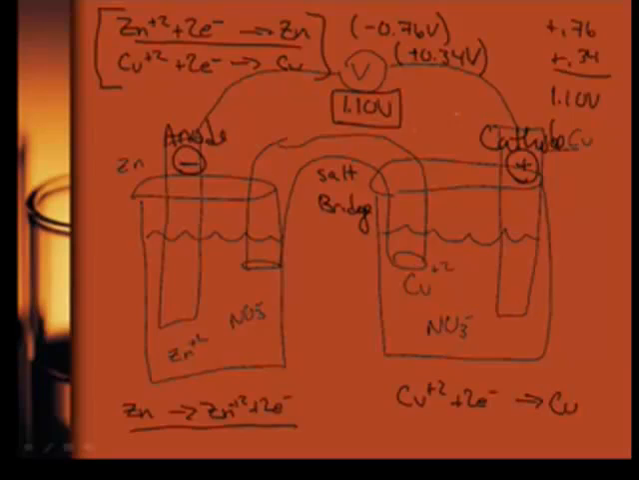What is the direction of the electron? They go from the anode to the cathode. They go from the anode to the cathode.